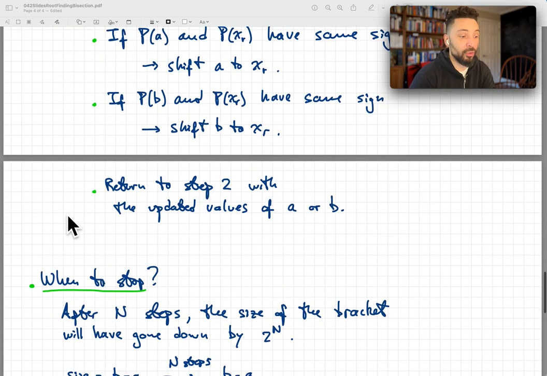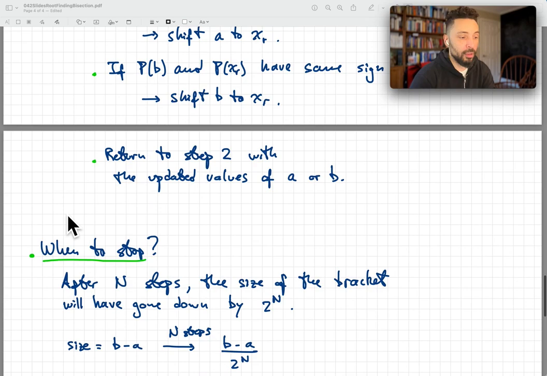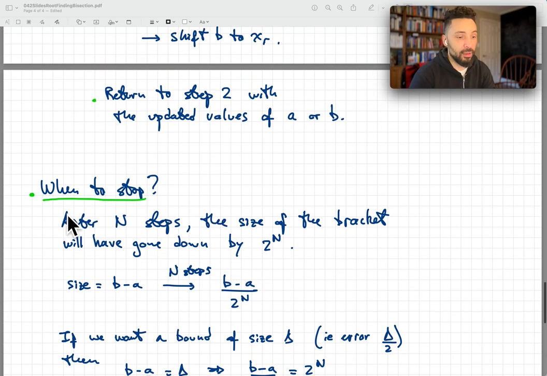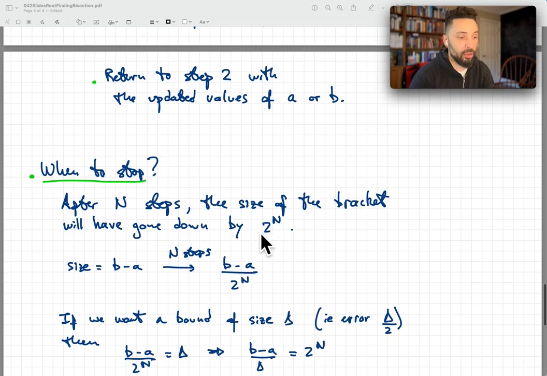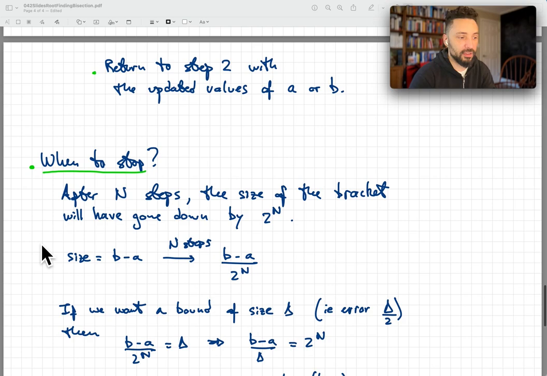So when do you stop? Well, after n steps, the size of the bracket, which was between a and b, will have gone down by a factor of 2 to the n. So this converges very quickly. This converges exponentially. So if your original size is b minus a, then after n steps, the size of the interval will be b minus a divided by 2 to the n.